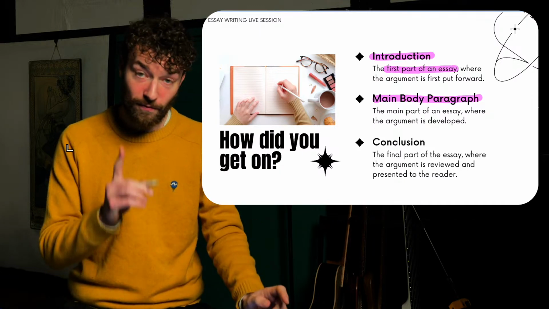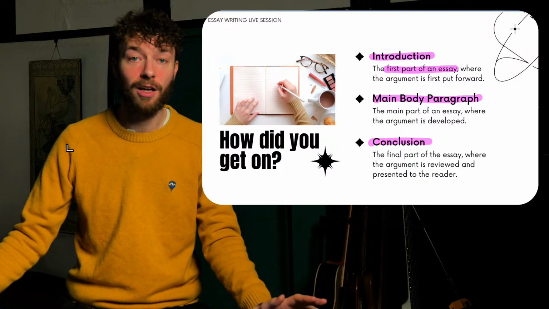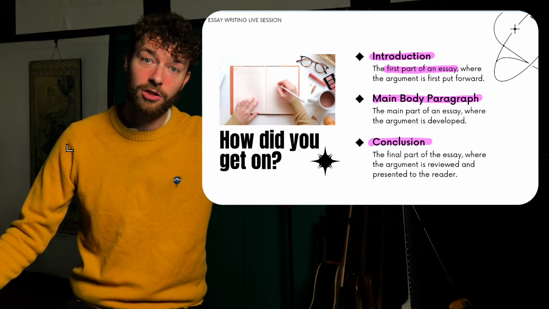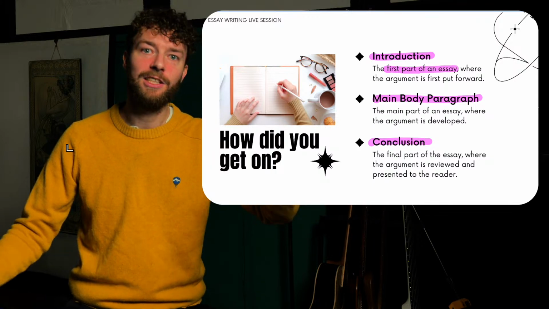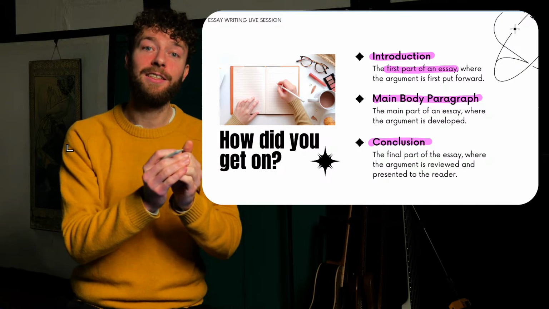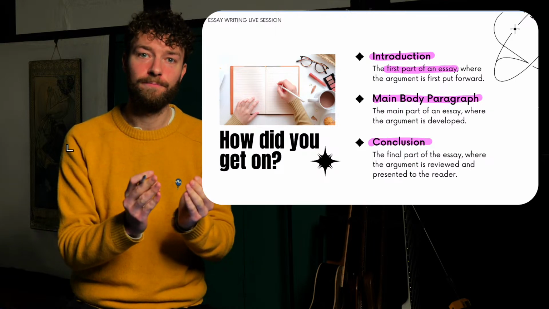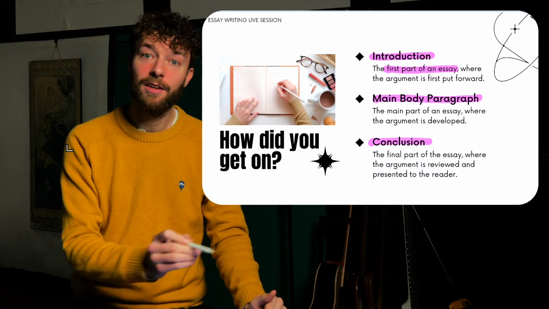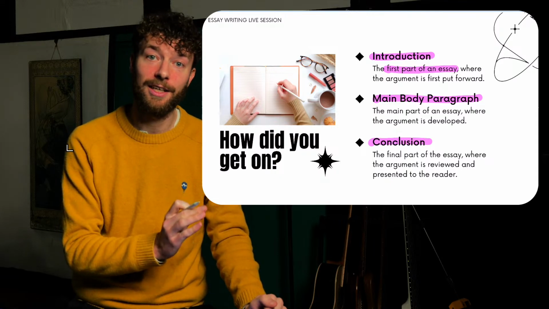Okay, and finally, the conclusion. Now, this is the final part of the essay, and it's where the argument that you introduced in the introduction and then developed in the main part of your essay, this is where you wrap it up. You bring it all together and you say at the end, this is what I think. So that's your conclusion. Together, these three elements make your essay. Between the three of them, you need all three for a complete essay.